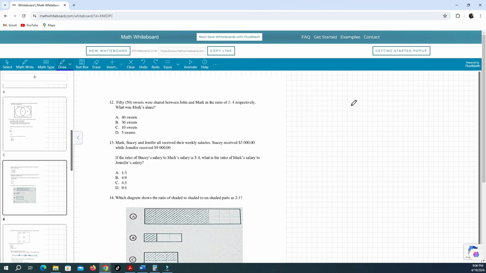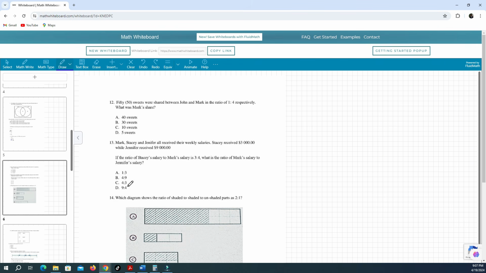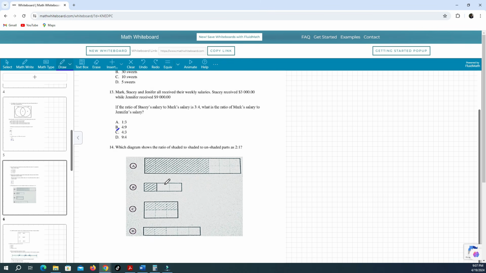So we know that Jennifer is 9,000, and Mark we said was 4,000, right? So if you take 4, it's going to be 4 to 9. So the answer will be 4 to 9. Let me clear this. So the ratio would be 4 to 9.